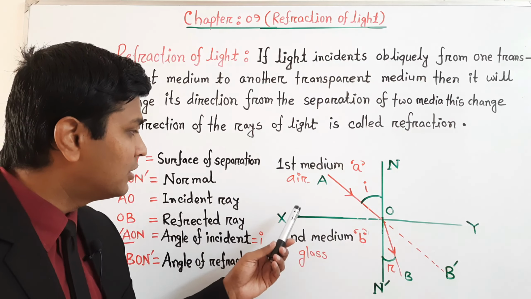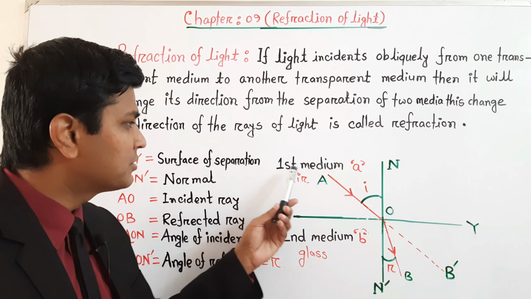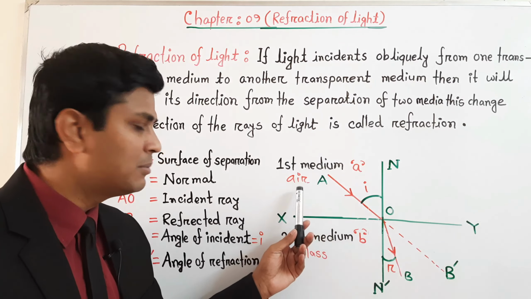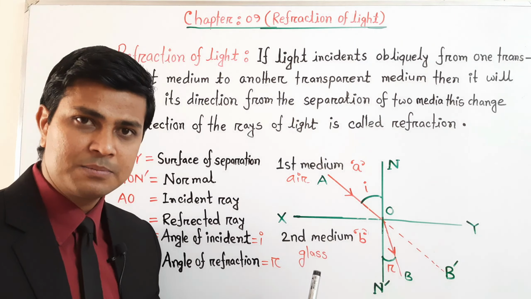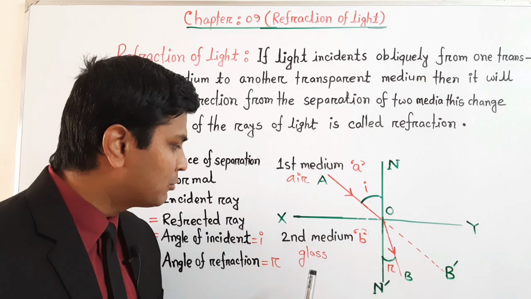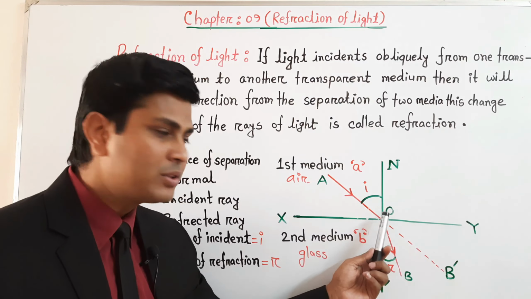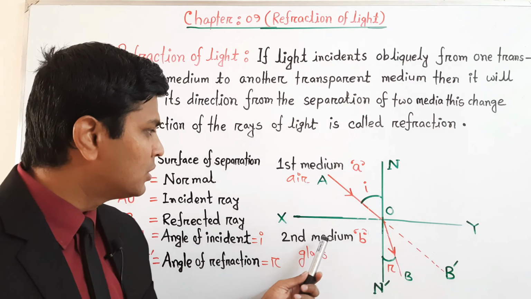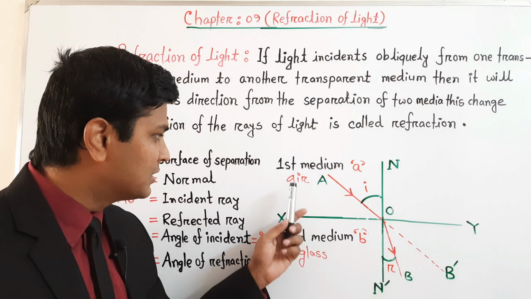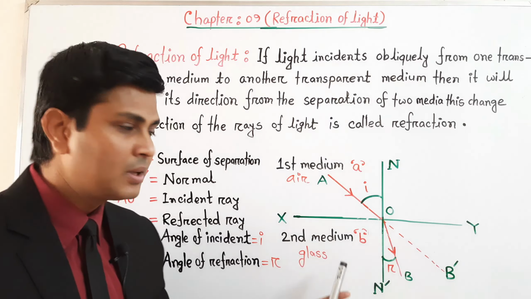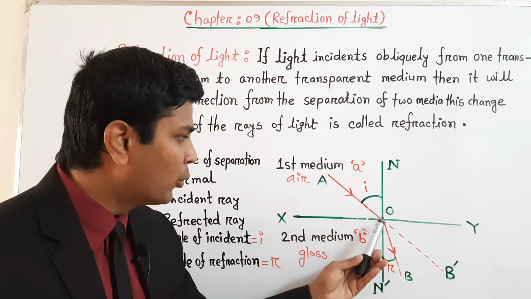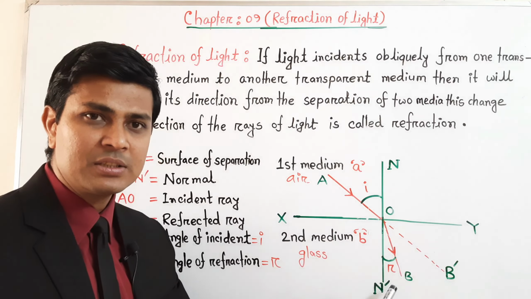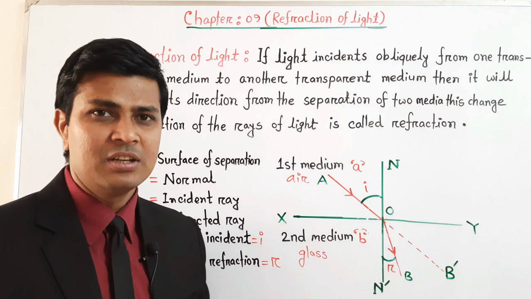In that diagram you can see the light travels from the first transparent medium A to the second transparent medium B. I consider here the first transparent medium is air and the second transparent medium is glass. When light travels obliquely from the air medium to the glass medium, it bends and goes in the OB direction. But as you know, light always moves in a straight line. Due to the optical density of the air and the glass, this light bends. Light is incident in the AO direction, and after refraction it bends towards the normal in the OB direction, and this happens due to the refraction of light.